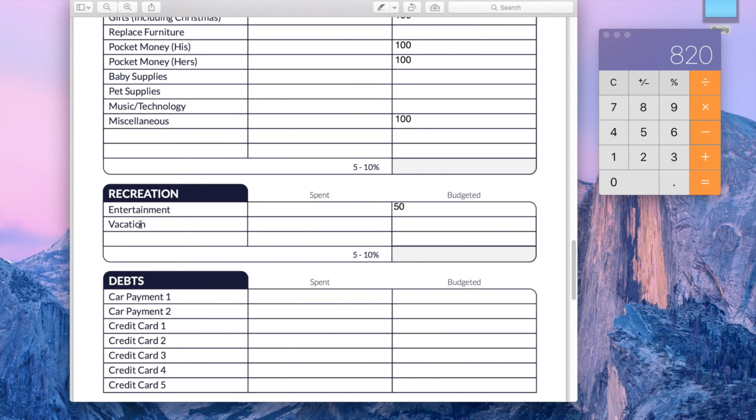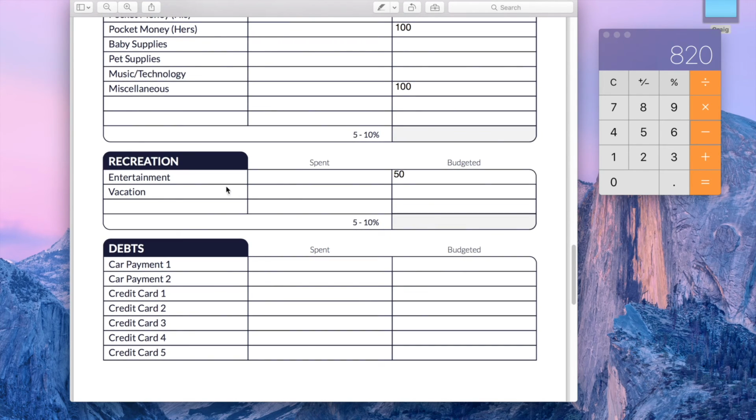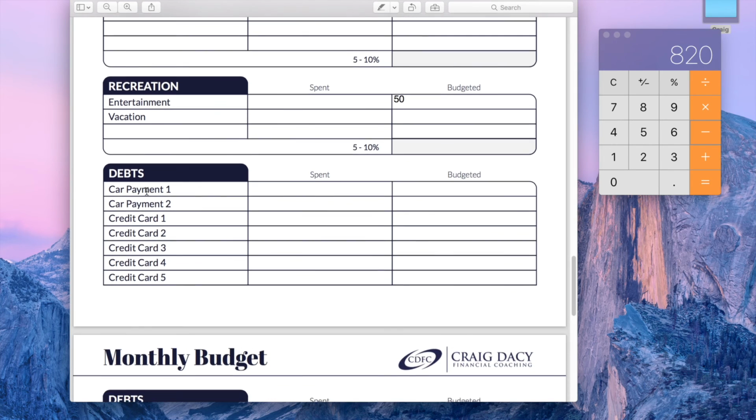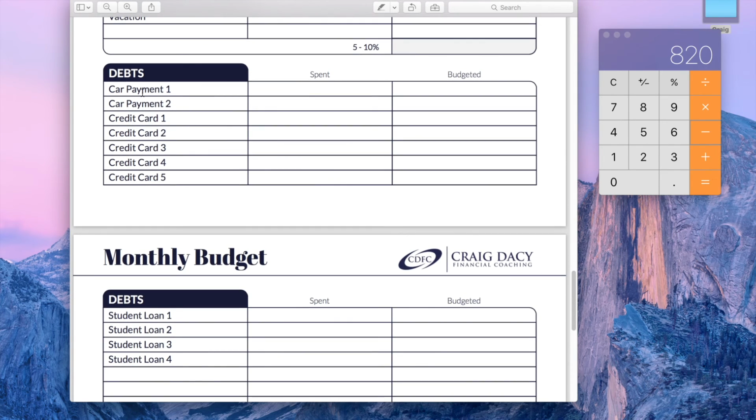Vacations, if you're wanting to go on a vacation, saving a little bit each month for it instead of putting it on a credit card. So like I said, this person's trying to get out of debt, so they're not saving for vacation at this time. And then last but not least, we have our debt payments.